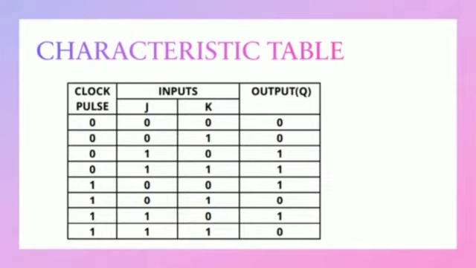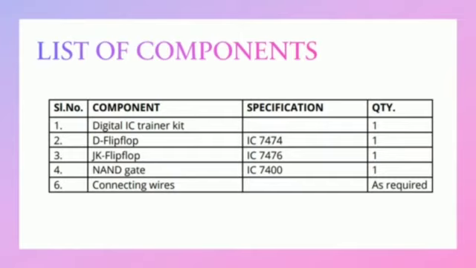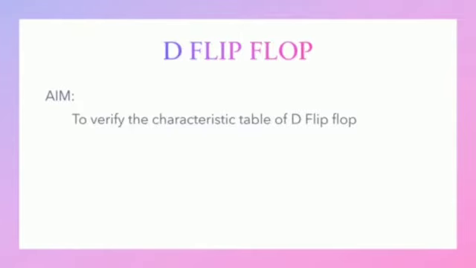And this is the characteristic table of the JK flip-flop, that is, if the clock pulse is 0 and the input is 0 0, then the output will be 0. And if the clock pulse is 0 and the input is 0 1, then the output will be 0. So likewise you have to do for all. And these are the list of components you will require if you are going to do this experiment.